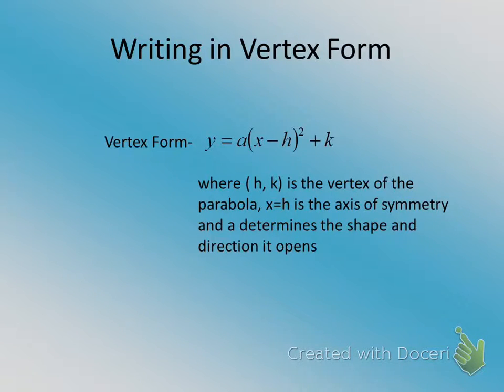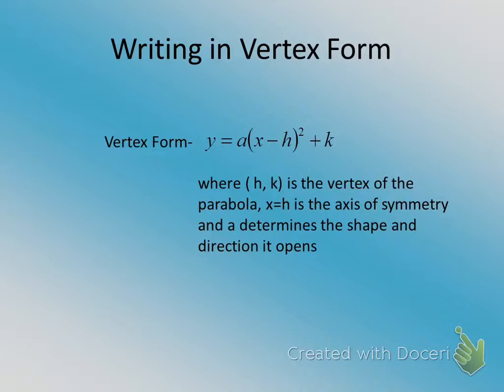Defining parts: h, k as an ordered pair is the vertex of the parabola. x equals h is the axis of symmetry. And a determines the shape and direction it opens, just like we just talked about. If a is positive, it points up. If a is negative, it points down.